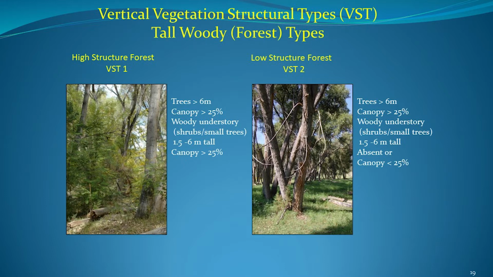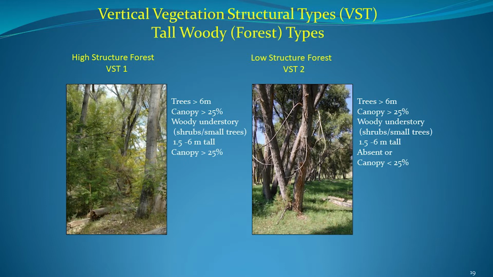Vertical structure type 1, VST1, is for when you've got a lot of mid-story canopy as well. So you've got your trees, and you also have either tall shrubs or young trees underneath that are giving you a lot of the mid-canopy structure, from about 1.5 meters up to 6 meters, which is up to 20 feet. So that intermediate layer has a lot of woody structure in it, and that would be a VST1.